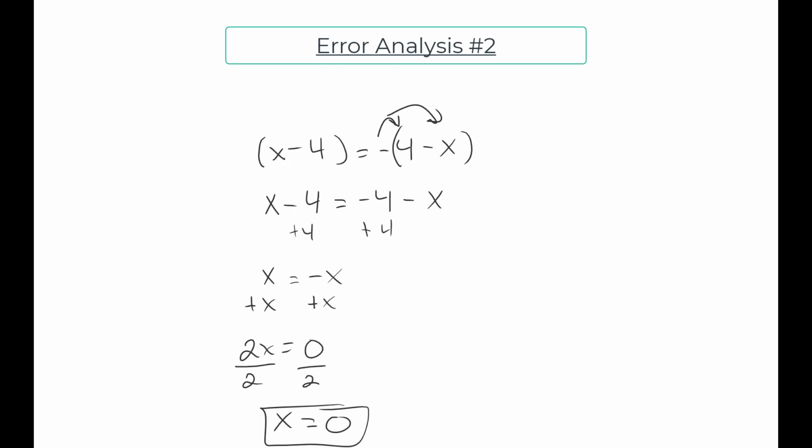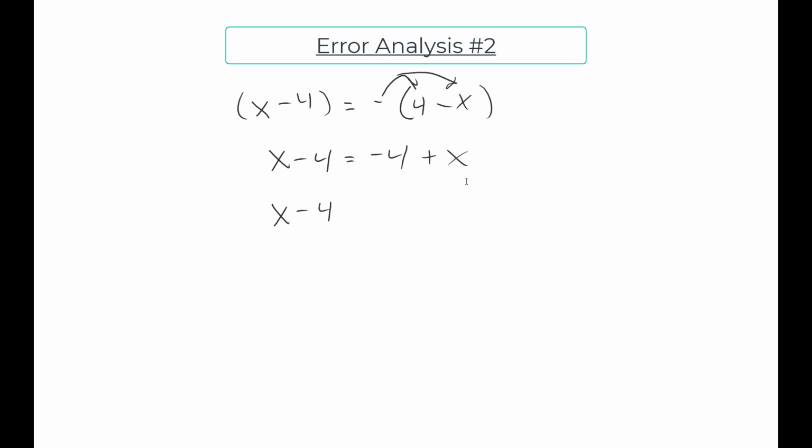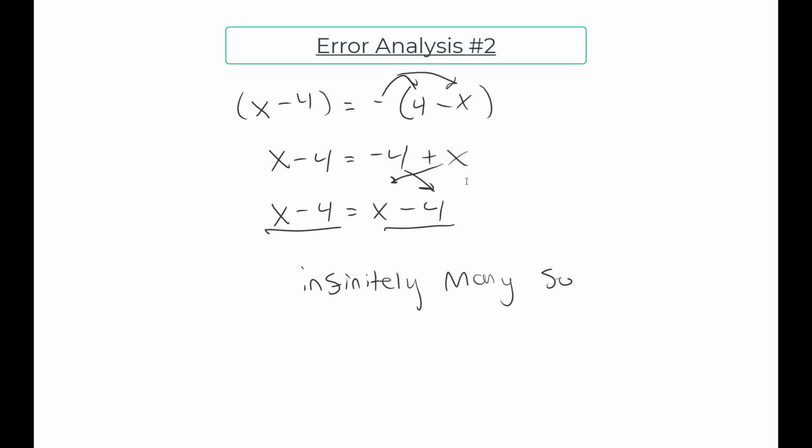For those of you who answered that I distributed incorrectly, you would be correct. To look at the actual solution here, we have x minus 4 is equal to a negative 4 minus x. If we distribute correctly, we get x minus 4 is equal to a negative 4 plus x. If I rewrite the problem, I get x minus 4 is equal to x minus 4. That's just me writing this x on the left side and this negative 4 on the right side. We can see that these are the same thing, and I in fact have infinitely many solutions because it's the same thing on the left side is equal to the same thing on the right side.